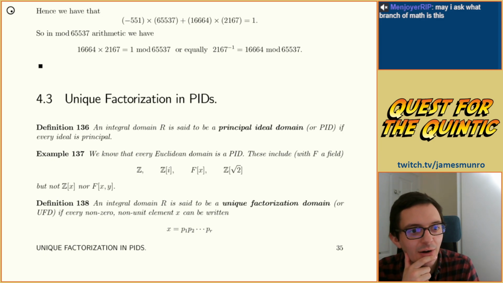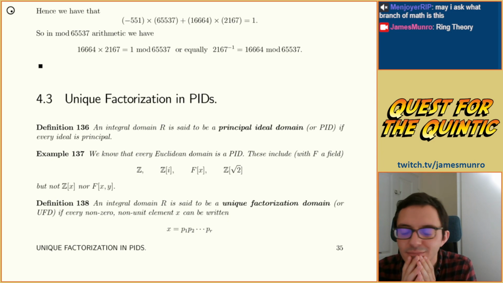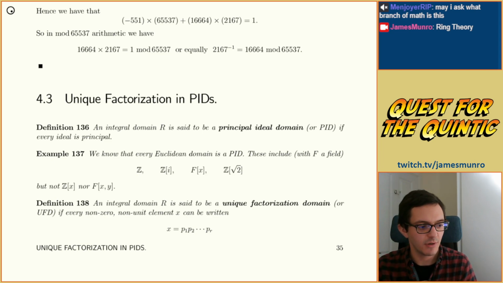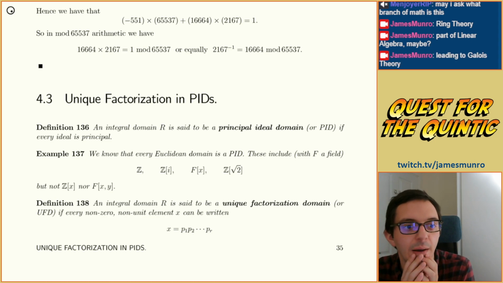This is rings and modules, which I'll put in chat as well. So I guess ring theory, which is technically part of linear algebra. I don't know why I'm typing in chat as well. Never mind. Maybe. The place we're trying to go to is Galois theory. That's where we want to be.